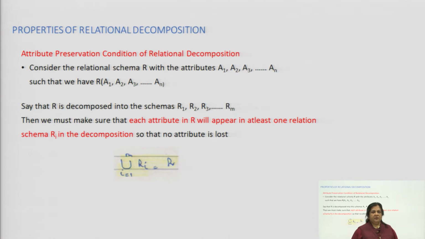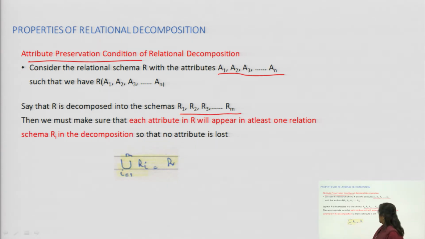Let us do these 3 properties slightly more in detail. So, the attribute preservation property means that if we have the relation R with the attributes A1, A2 and so on, and we say R1, R2, R3 and up to Rm are the decompositions of the relation R, then all these attributes must be present in one of the decompositions. That is to say that the union of all the Ri's, that is R1 to Rm, should be equal to R.